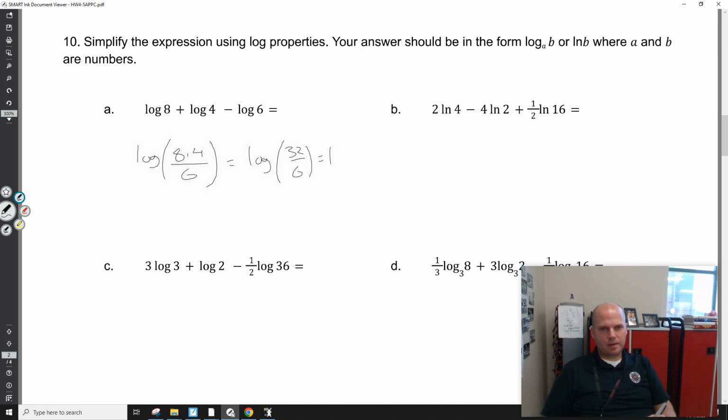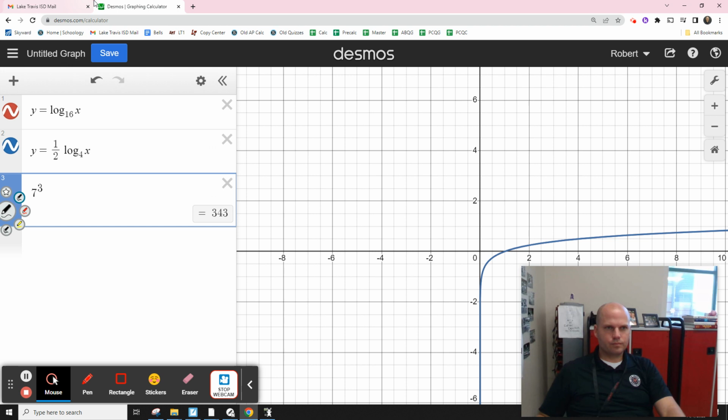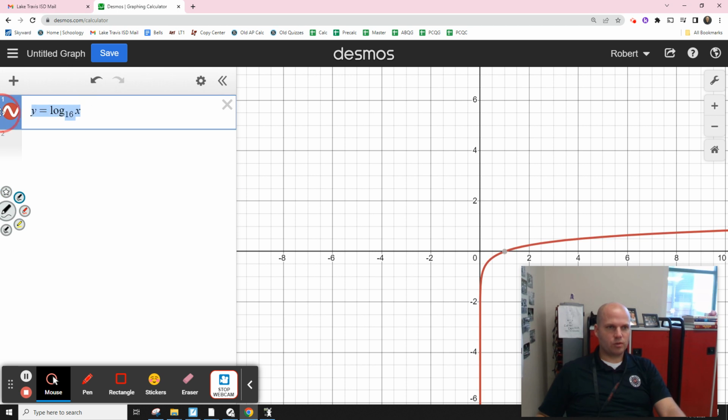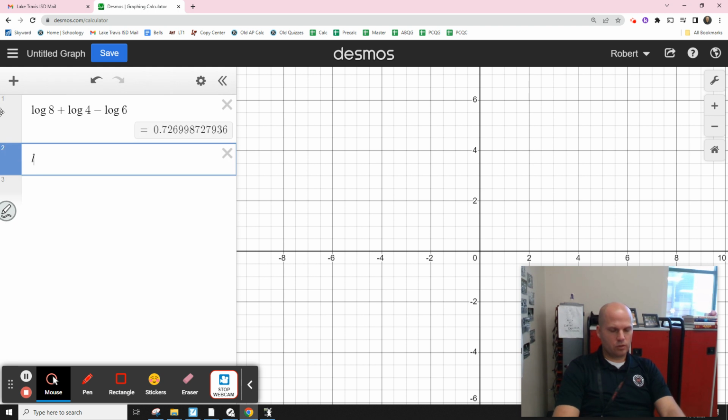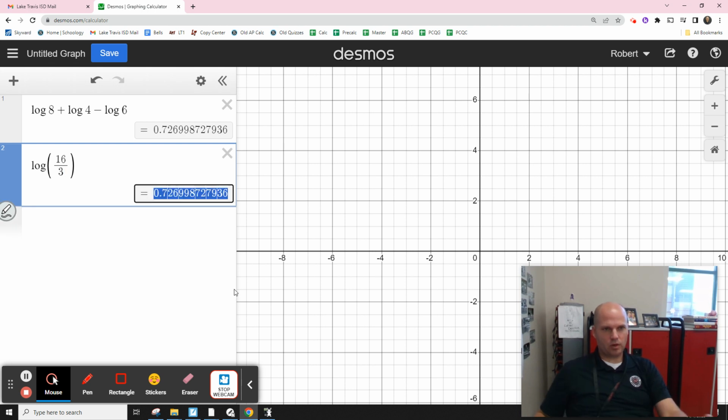I'll divide the top and bottom by 2, and I get 16 thirds. Let me just show you how this works and what you should be checking. Log 8 plus log 4 minus log 6 is equivalent to log 16 thirds. Boom. Exact same number, equivalent logs, properties helped us.